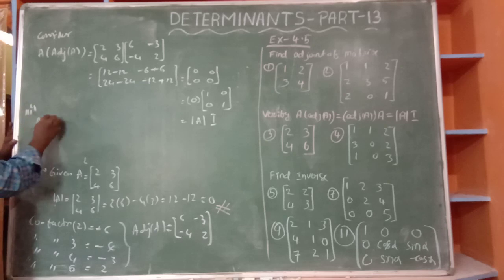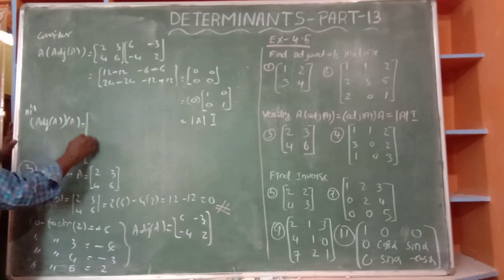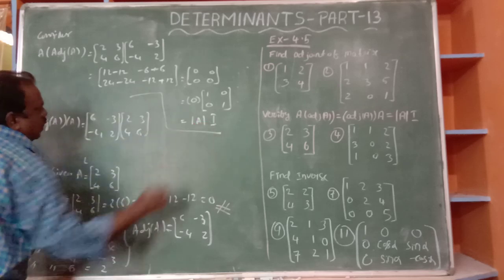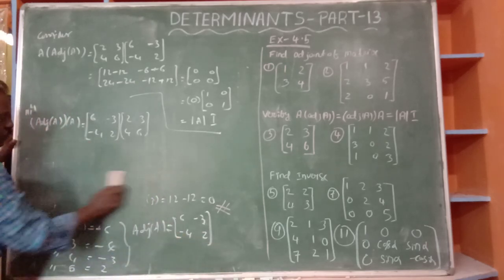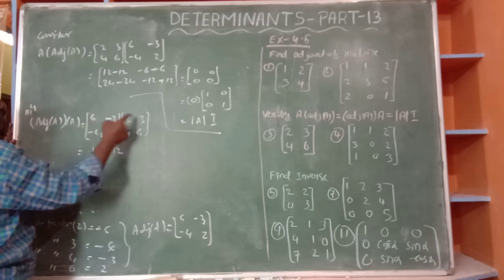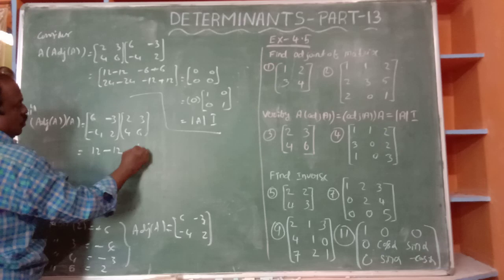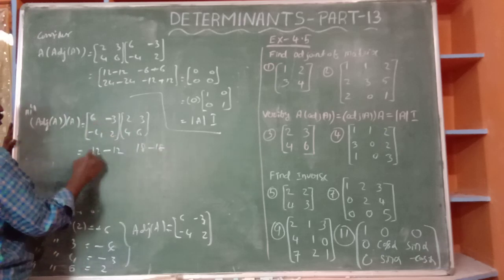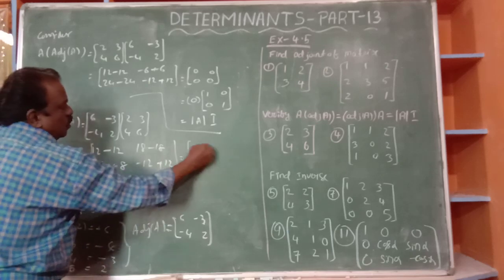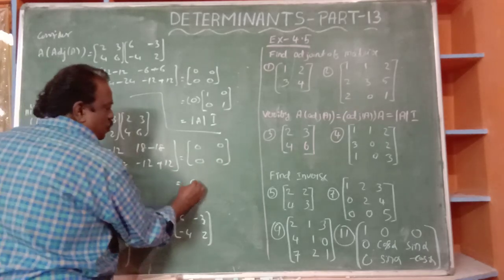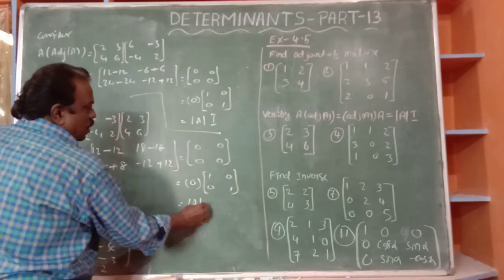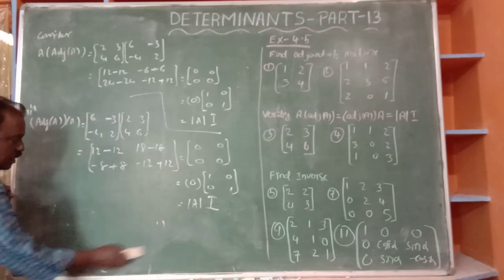Similarly, we will prove adjoint of A into A. What is adjoint of A? 6, minus 3, minus 4, 2. And A is 2, 3, 4, 6. Now, you observe: 6 into 2, 12, minus 3 into 4, minus 12. 6 into 3 is 18, minus 3 into 6, 18. It is minus 8 plus 8. Here also minus 12 plus 12. Here also it is 0, 0, 0, 0. We may take 0 as common, and it is 1, 0, 0, 1. Already we know what 0 means: det A, and here indeed is I. Therefore, it is verified.